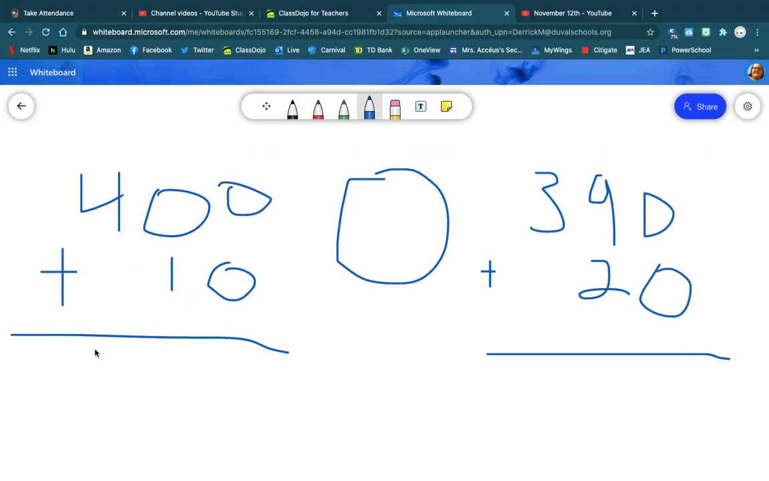Okay, so if I add all these numbers up, I start in the ones place as always. 0, 9 plus 2 is 11. Bring my other one up here, 410. So these numbers are the same, so I put an equal sign in the middle.